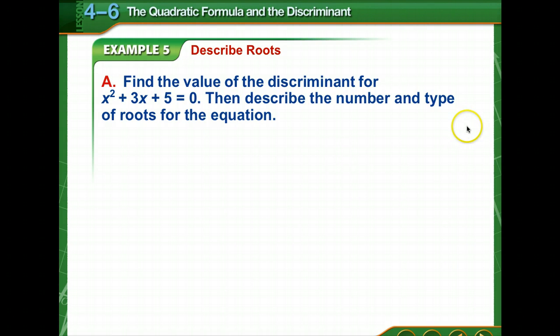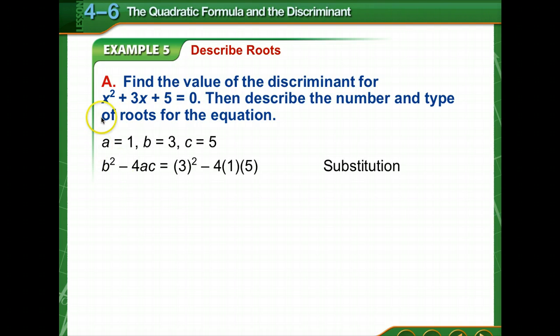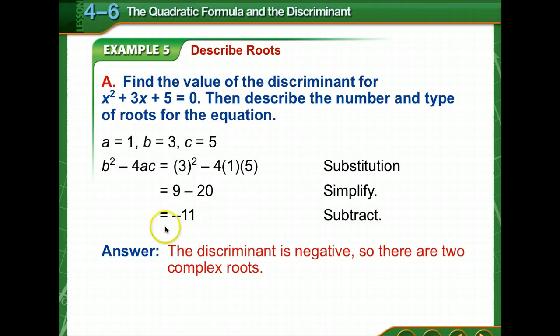Okay, now let's describe the type of roots. We need to find the value of the discriminant for this quadratic, then describe the number and type of roots for the equation. Okay, so we figure out what a, b, and c are. Then we just simply put in for the discriminant b squared minus 4ac. We're not doing the whole thing. We're just wanting to know the number and the type of roots. So 3 squared minus 4ac, we're going to end up with a negative number. So the discriminant is negative, so there are 2 complex roots.